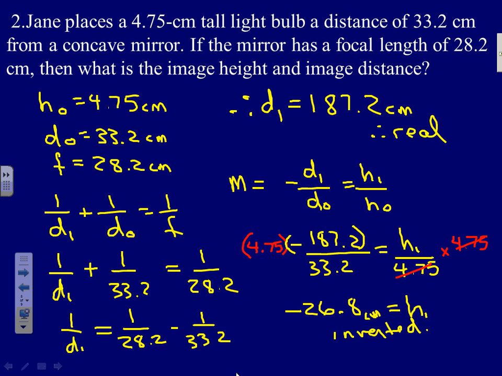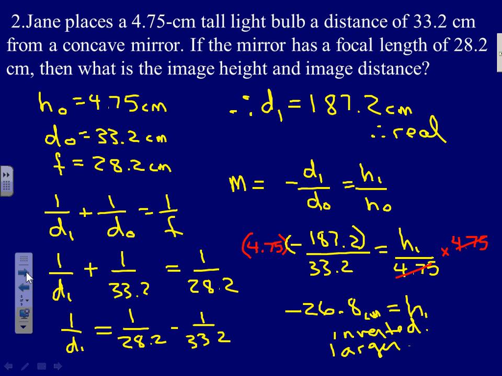Size. If we're just talking the terms that we learned for salt. Yeah, bigger. 26.8 compared to 4.75. Okay? So it is inverted and larger. All right? So we can get all that salt stuff from that.